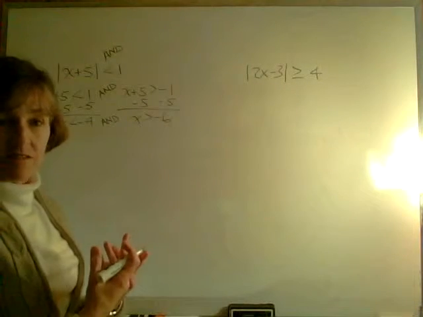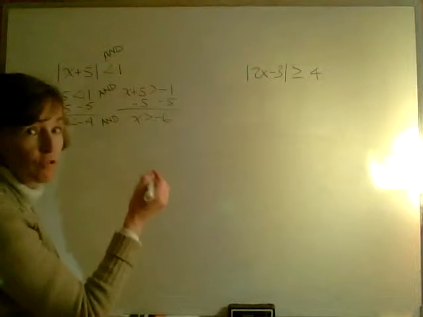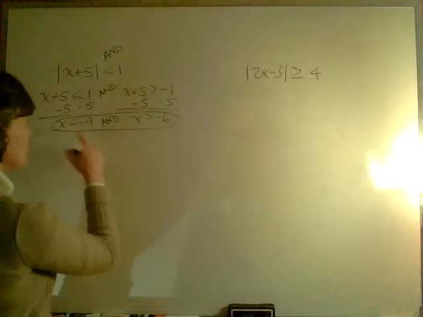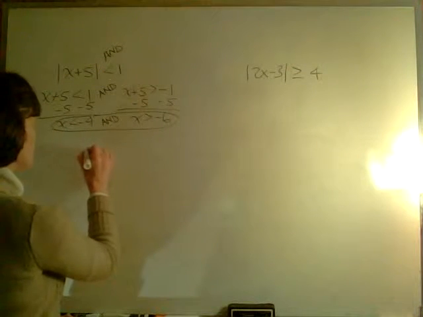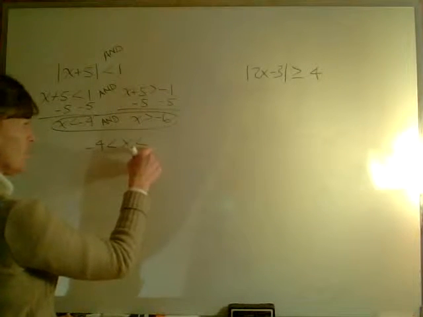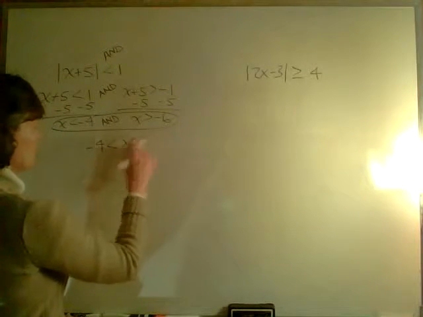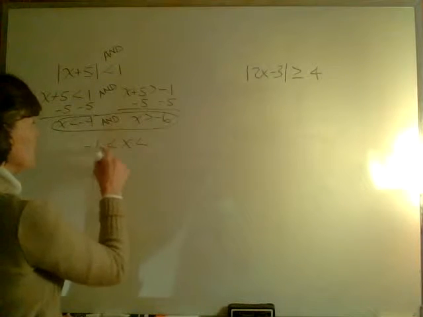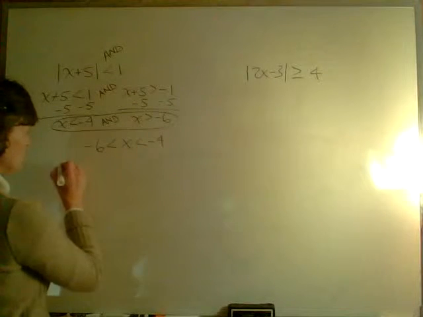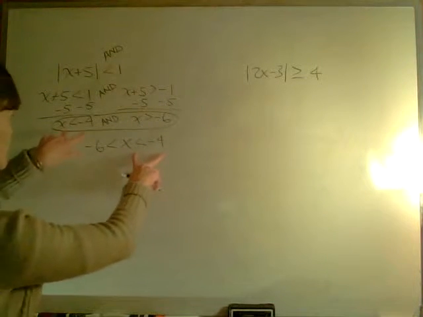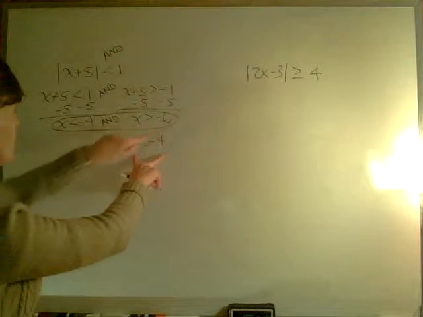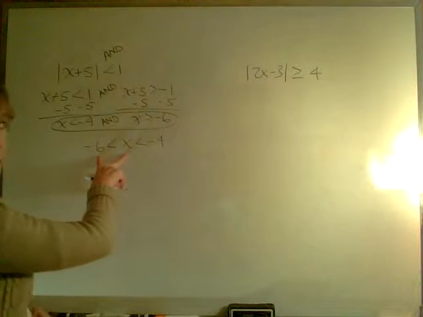Now, an and statement can be written all as one if you like, all right? But you don't have to. You can leave it just like that. But if you want to write it all as one, you can say negative 4, put a less than sign, put an x, put another less than sign, and negative 6, put a less than sign, put your x, another less than sign, and put your negative 4. All right? This says x is less than negative 4. There's your x is less than negative 4. And x is greater than negative 6. X is greater than negative 6. You see, there it is.